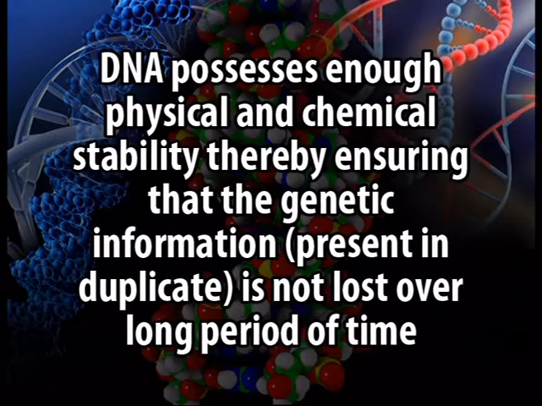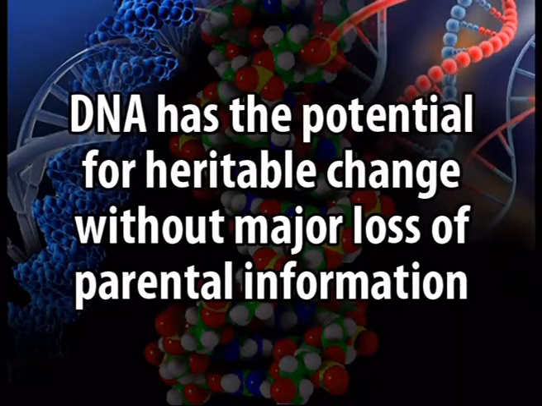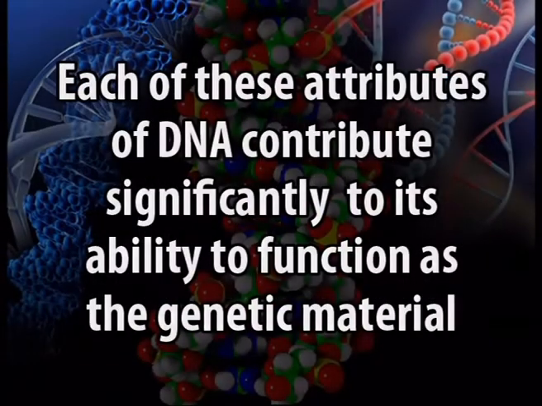This process of replication and transmission involves a complex machinery of enzymes and repair mechanisms. The third important characteristic is that DNA possesses enough physical and chemical stability, thereby ensuring that the genetic information, which is of course present in it in duplicate, is not lost over a long period of time. And one more important characteristic is that DNA has the potential for heritable change without major loss of parental information. Each of these attributes contributes significantly to its ability to function as a perfect genetic material.